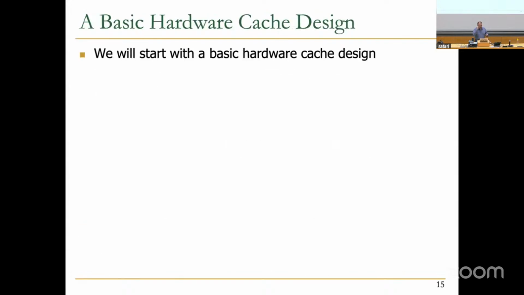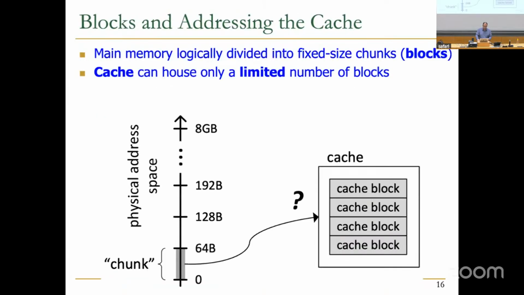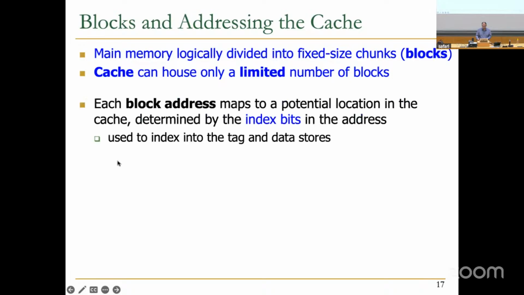So we will start with the basic hardware cache design, and then we will examine the multitude of ideas to make it better. Remember that we chunk the memory address space into 64-byte blocks, and we are starting with a toy cache example that can store 4 blocks. Each block address maps to a potential location in the cache, determined by the index bits in the address. So we use the index into the tag and data stores that we already showed.